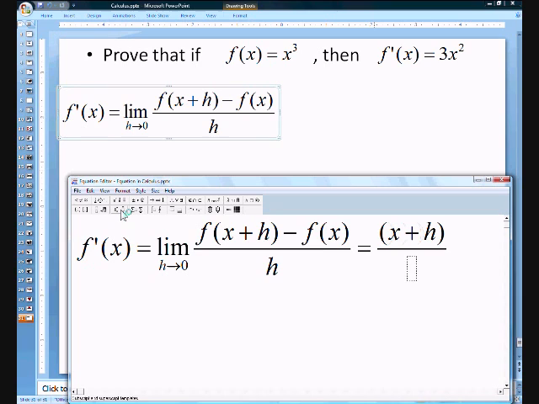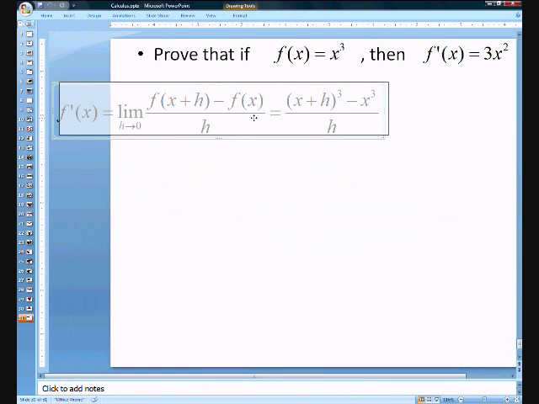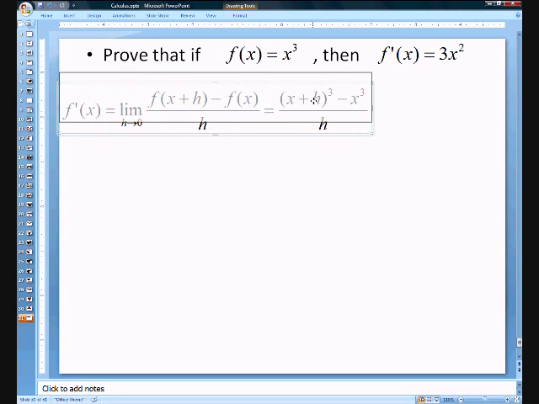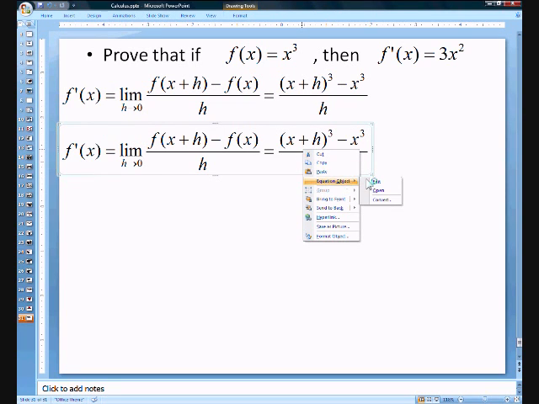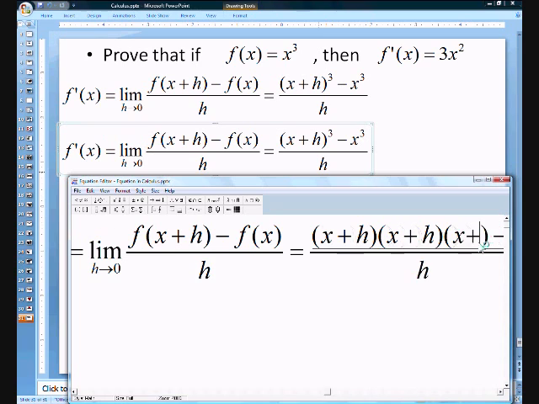I find this to be the pain in the ass part of distributing this (x plus h) minus x cubed over h. And if there's a faster way to do this, I would appreciate someone telling me the little shortcut. So now let's distribute this out. We're basically going to have (x plus h)(x plus h).